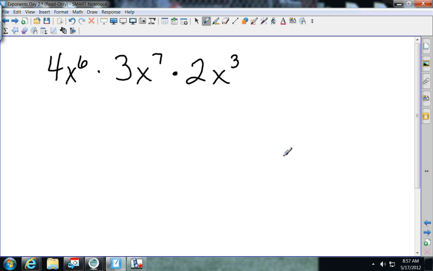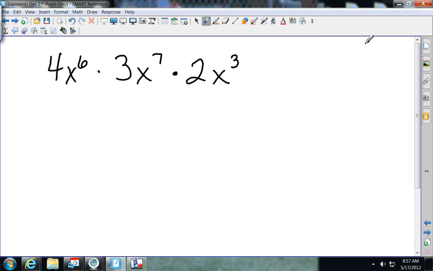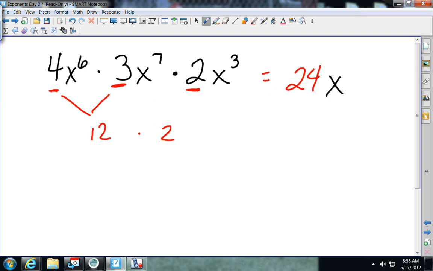Okay, so let's try this one right here. On this problem, again, we're going to multiply the coefficients. Well, 4 times 3 is 12, right? 12 times 2, so we're going to have 24. And then my bases are x. Add the exponents. So 6 and 7 is 13, plus 3 is 16. Okay? Try one more, and then we'll go on to the dividing.